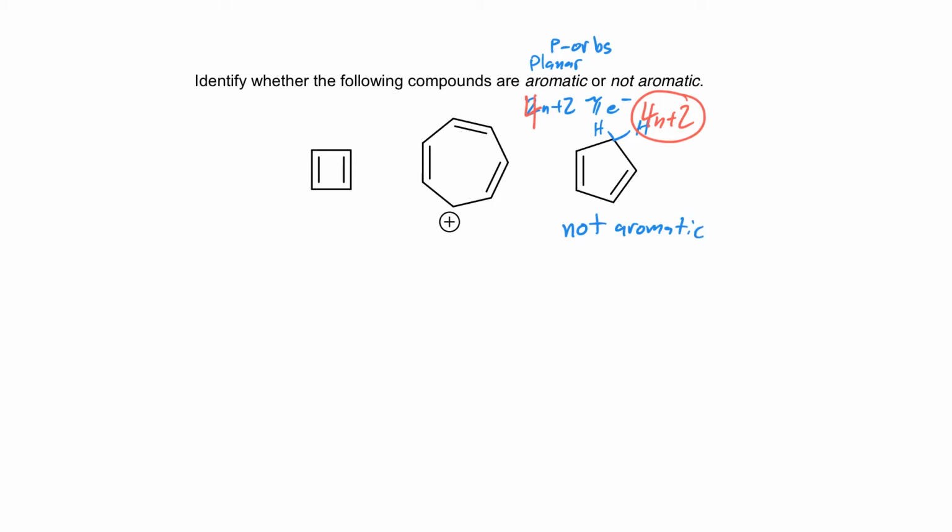It is a ring. So they need to be a ring, they need to be planar, they need to have p orbitals all around the ring. The one in the middle, I think, does have 7 p orbitals all around the ring. It has 2, 4, 6 pi electrons, which does match our number that we need, so this would be aromatic.